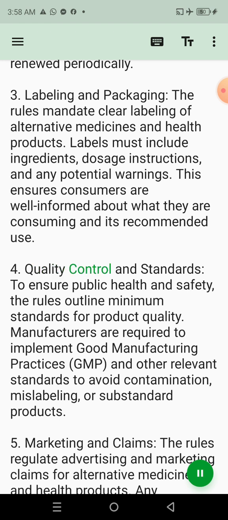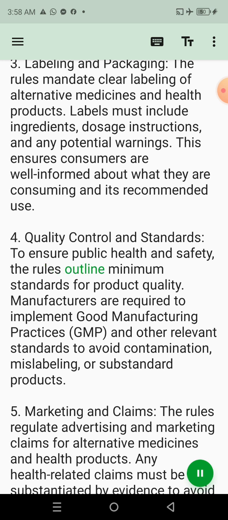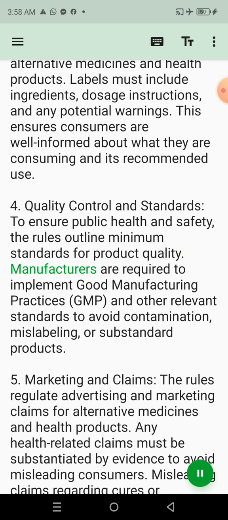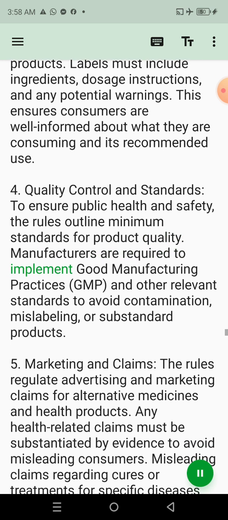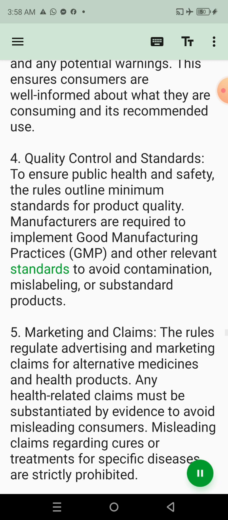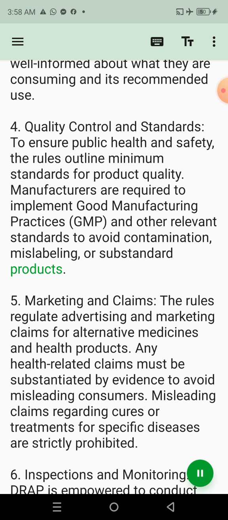4. Quality control and standards. To ensure public health and safety, the rules outline minimum standards for product quality. Manufacturers are required to implement good manufacturing practices (GMP) and other relevant standards to avoid contamination, mislabeling, or substandard products.